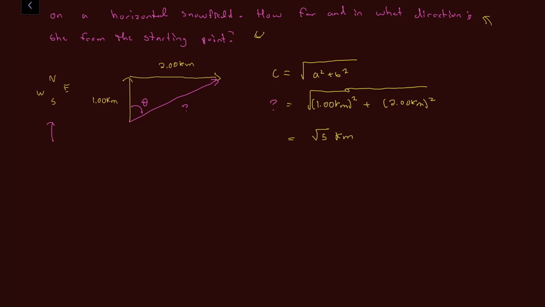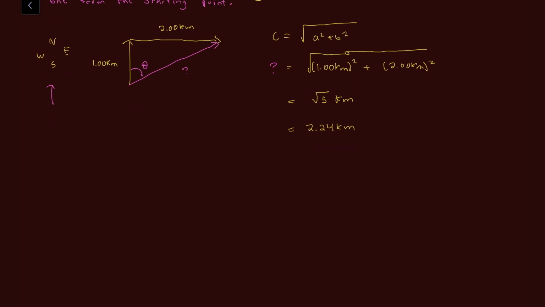And the square root of 5 is going to give us a decimal answer that we round down to 2.24 kilometers. And it is 2.24, remember, because of the 3 significant figures that we have in both our factors. Always remember those significant figures, guys. Okay, so cool. So we got our magnitude, the how far, to be 2.24 kilometers.